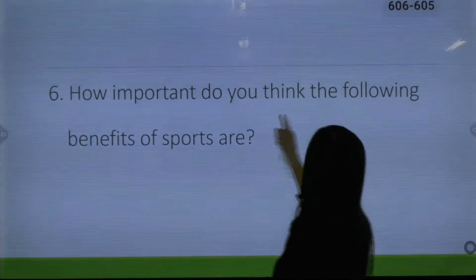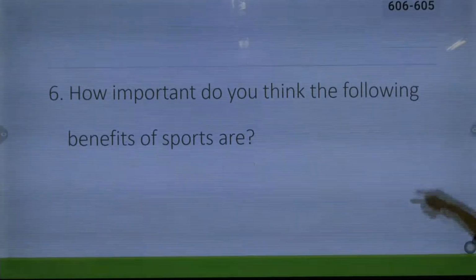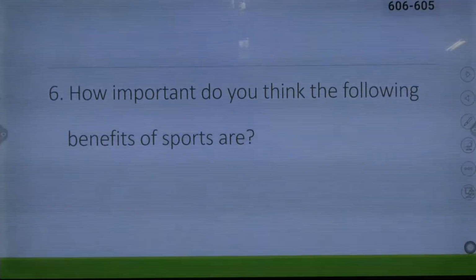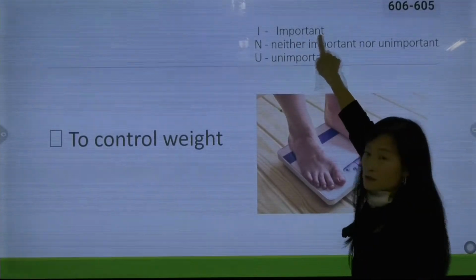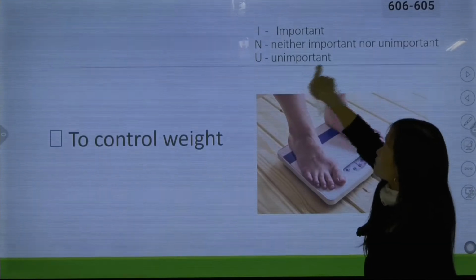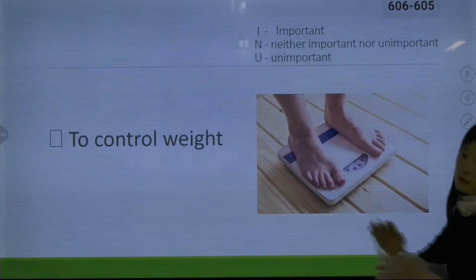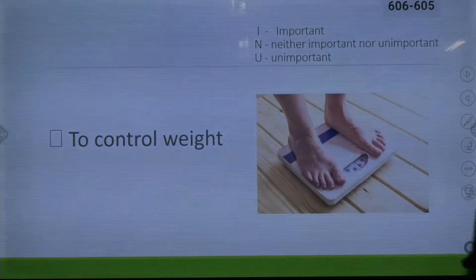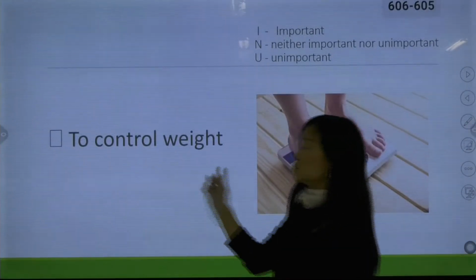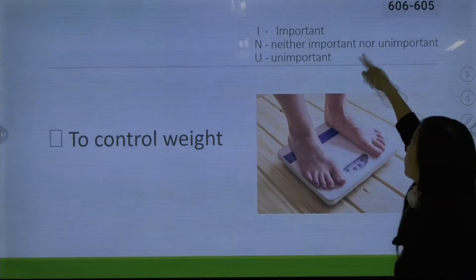How important do you think the following benefits of sports are? So how do you think the following are benefits? How do you think about it? Are they important? Not important, that's unimportant, or neither important nor unimportant means not this, just no. So, do you think they're important? They're important for controlling weight. Controlling weight. Do you think it is, you tick, important, not important, or N?